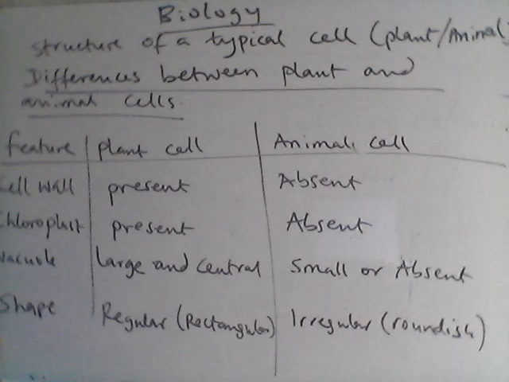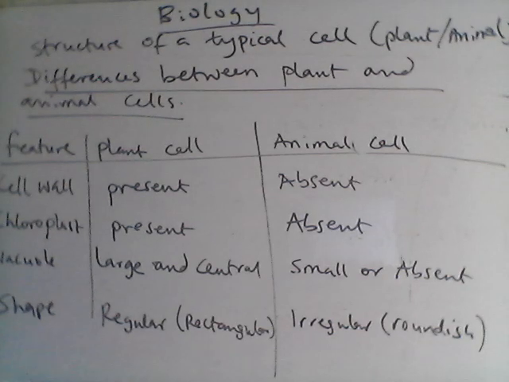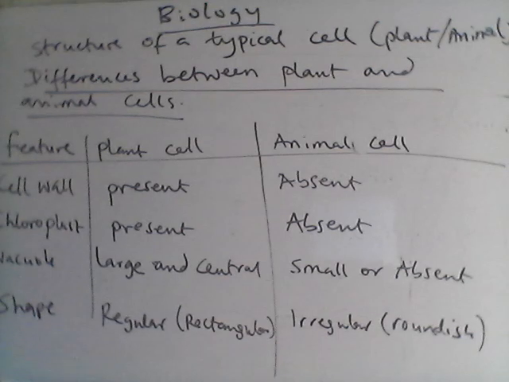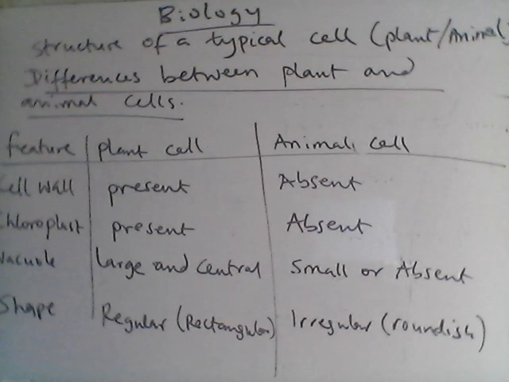And finally, last feature I have here that would have a difference is the shape. The shape of the plant cell is regular and rectangular, while that of the animal cell is irregular and roundish.